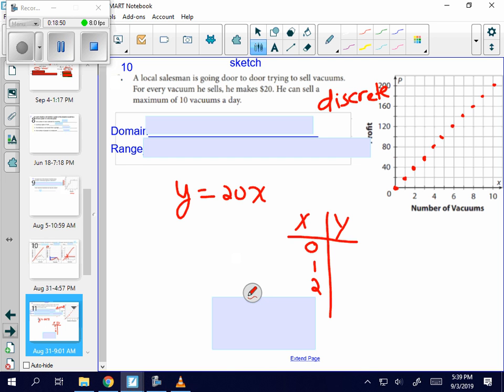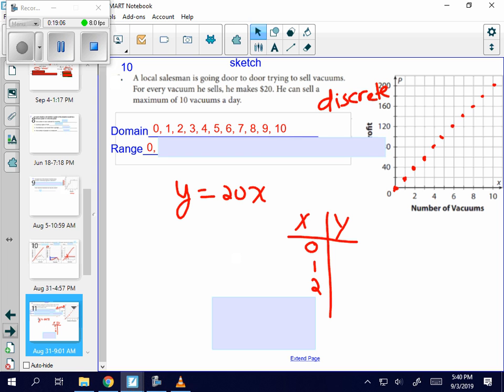Now let's talk about the domain. The domain would be all of our x values. Well, didn't we talk about selling 0 and then 1 and then 2 and then 3 and so on? So you could write it like that. It's every number of vacuums he could sell. When he sells 0, he makes 0. When he sells 1, he makes 20. 2 makes 40, and so on.